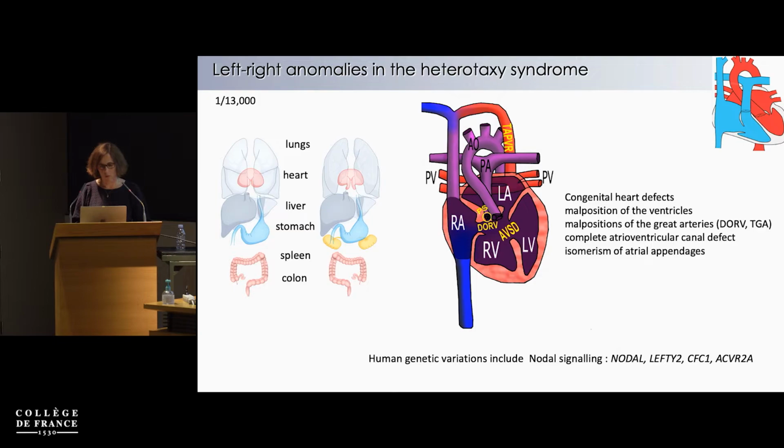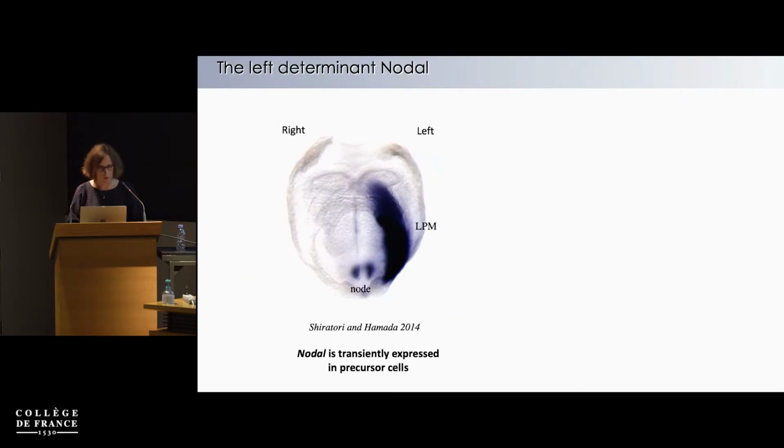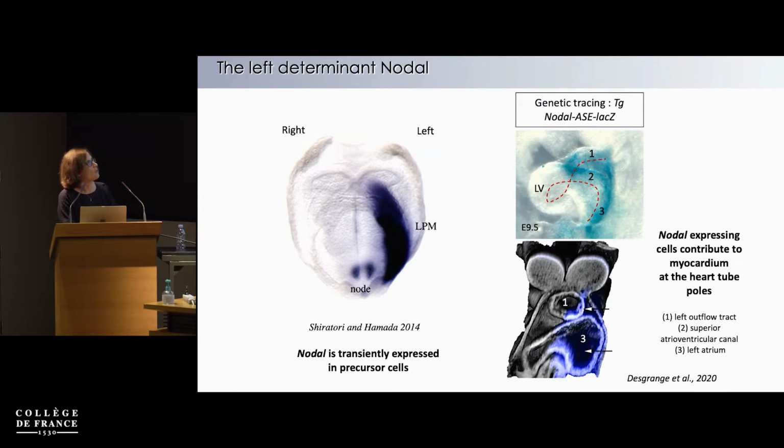And we know that nodal from mouse model is important for heart looping, so we decided to investigate how nodal can regulate heart looping. So first, nodal is expressed very transiently in precursors of the lateral plate mesoderm, and as you can see, very strikingly, only on the left side and not at all on the right side of these precursors. But when the heart tube forms, nodal is repressed. So to understand how nodal can play a role in cardiac cells, we used the classical trick of genetic tracing.